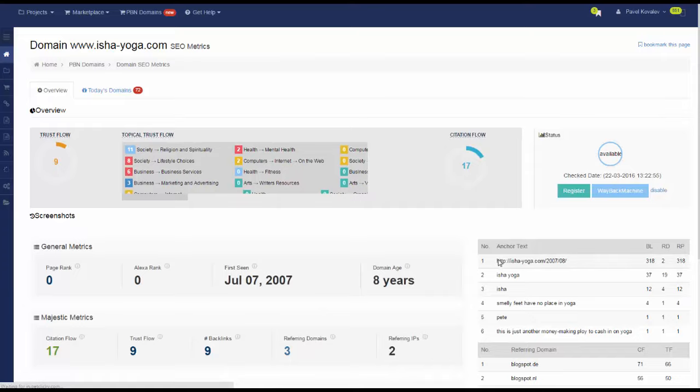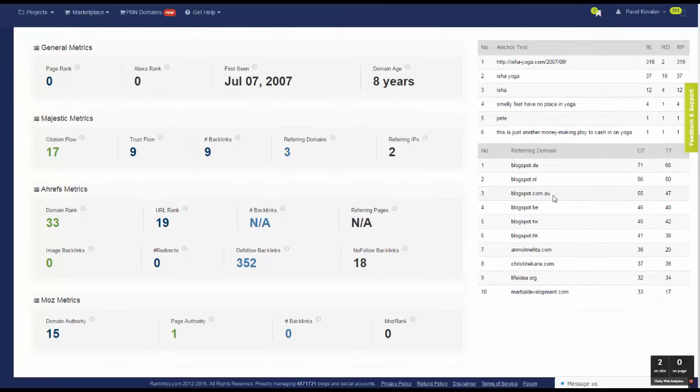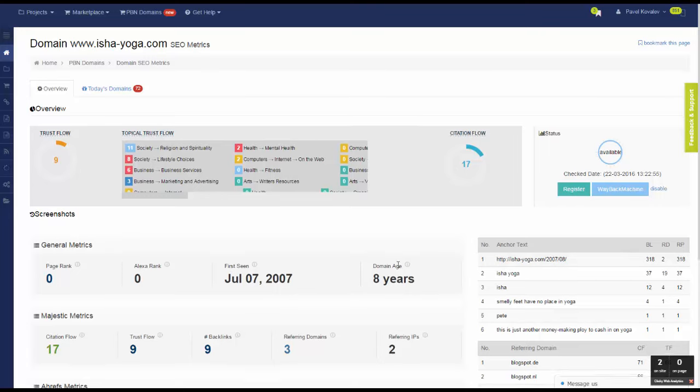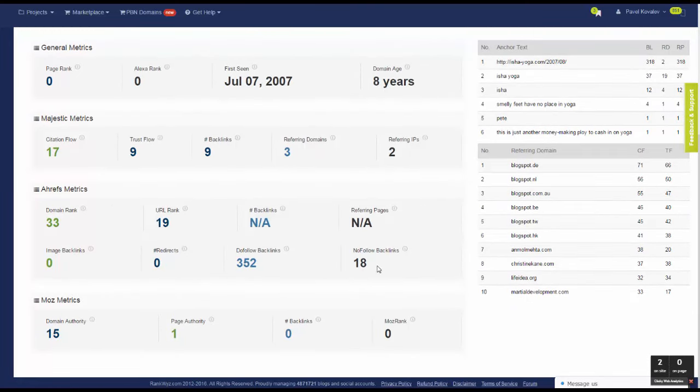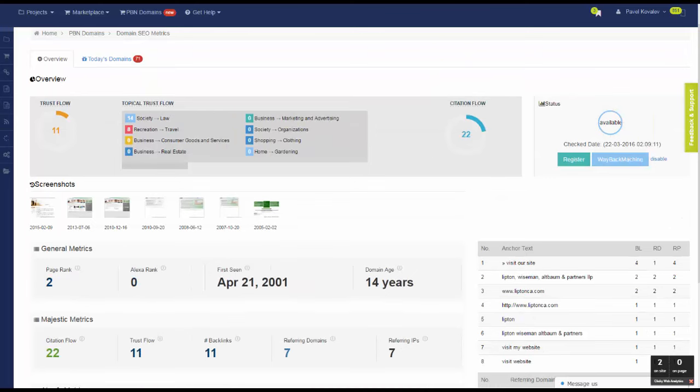Isha Yoga. Smelly feet have no place in yoga. Agree. Domains, links, 8 years old. I can tell that it's not really overabused. It's a good site to register and start your PBN, and so on.